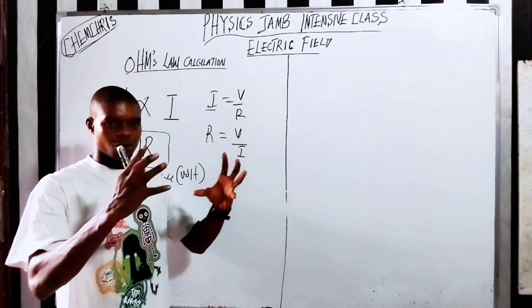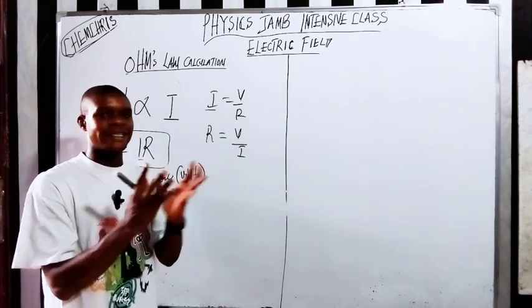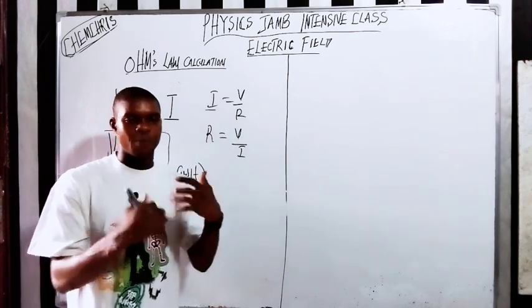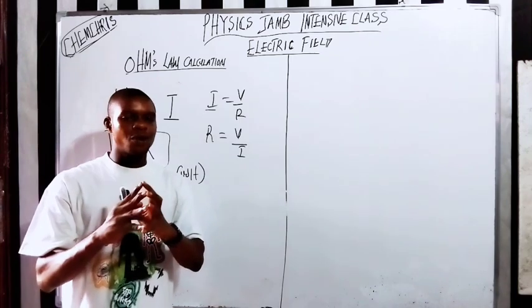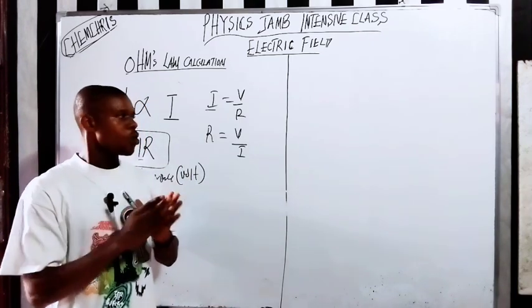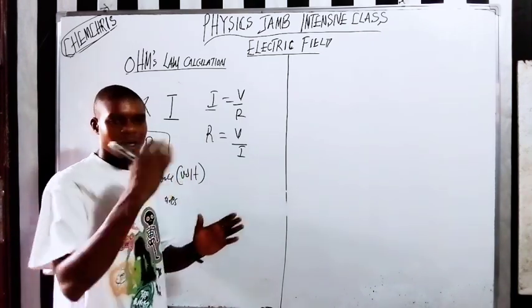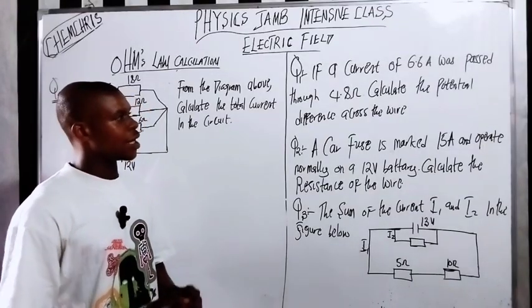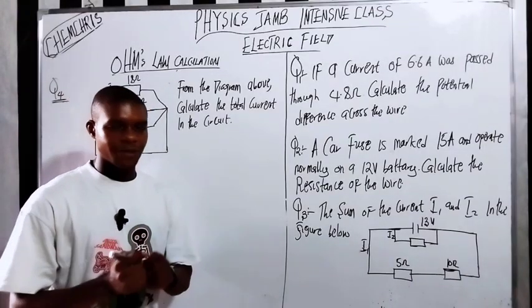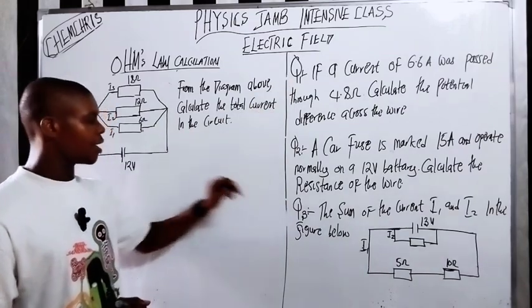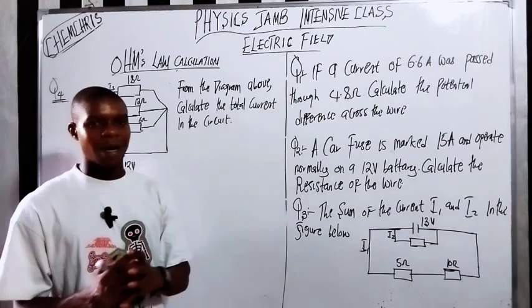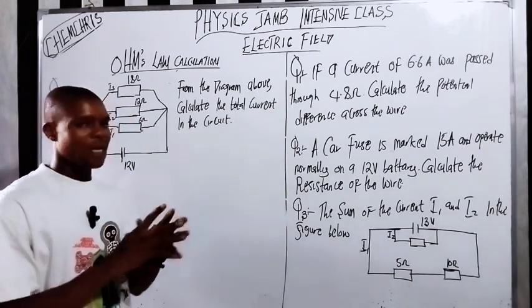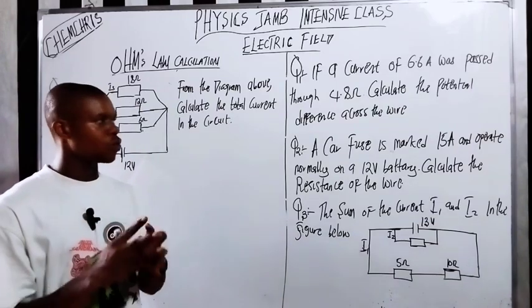Most times when a circuit diagram is given to you, the resistors can be connected either in series or in parallel, and you have to do those calculations. So make sure you stick to the end of this video. Let's move into the calculation aspects. Let's take a look at the first set of questions, questions 1, 2, 3, and 4. Let's see how we can solve problems like this when you see them in the exam. So please pay close attention.